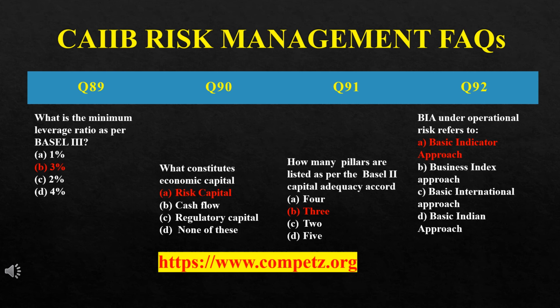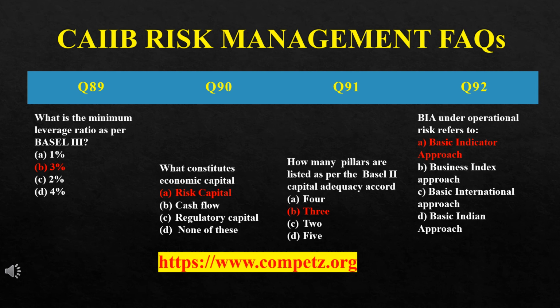So what is the minimum leverage ratio? It is 3%. Why? Because Basel III has prescribed 3% as the minimum leverage ratio. However, RBI has prescribed the minimum leverage ratio as 4.5%. But here, as per Basel III, they have stated 3%. Then moving to the next question.